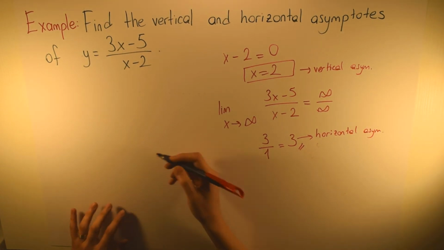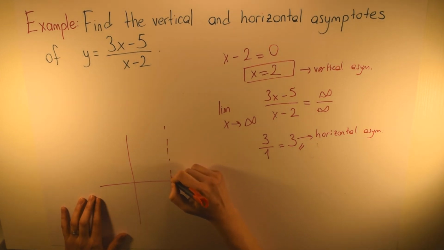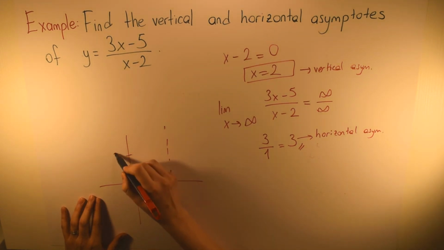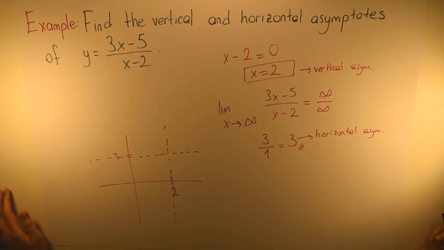When you draw its graph, it will be something like this. When x is equal to 2, this is our vertical asymptote, and when y is equal to 3 here, this is our horizontal asymptote.